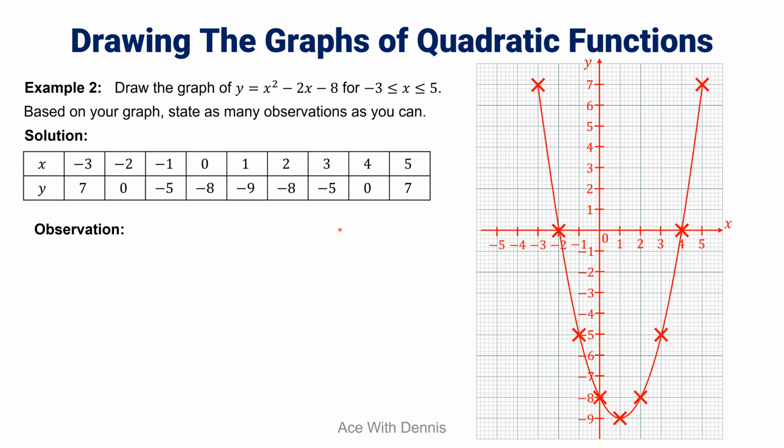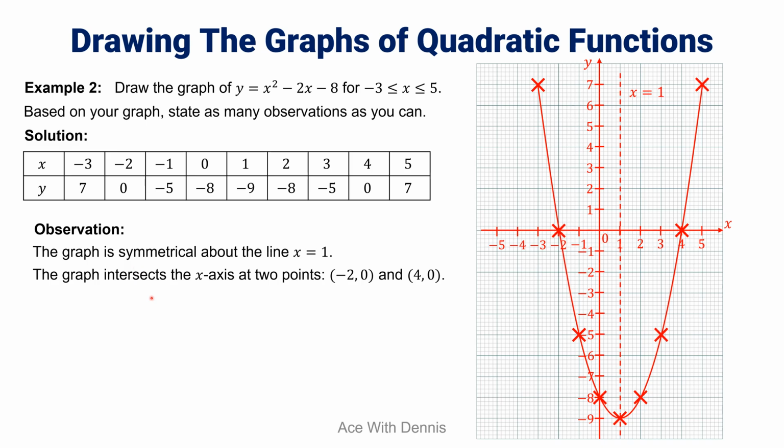So what observations can we see from this graph? First, this dotted line is the line of symmetry. Its equation is x equals 1 because it passes through the 1 here, right? Then we can say that the graph is symmetrical about the line x equals 1.